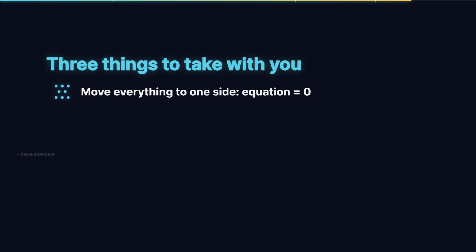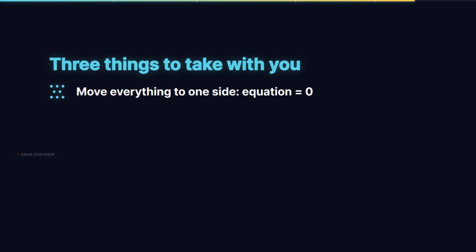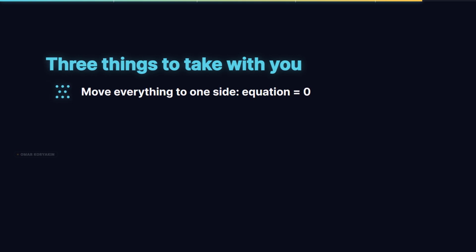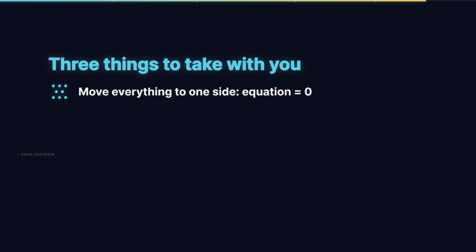Factor the quadratic completely. Use the find two numbers method when the leading coefficient is 1. Use the AC method when it's larger. Pull out a GCF first whenever one exists. The factoring step is just section 8 applied here.